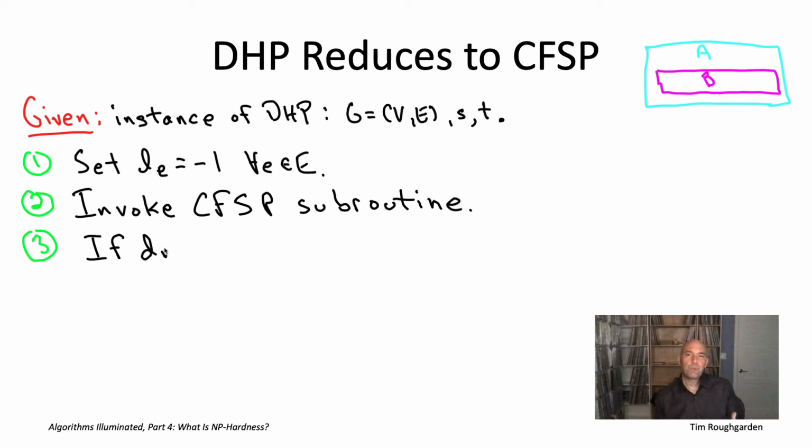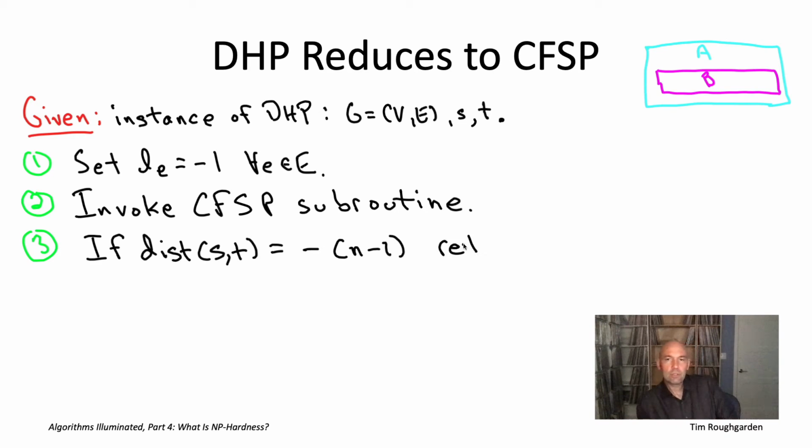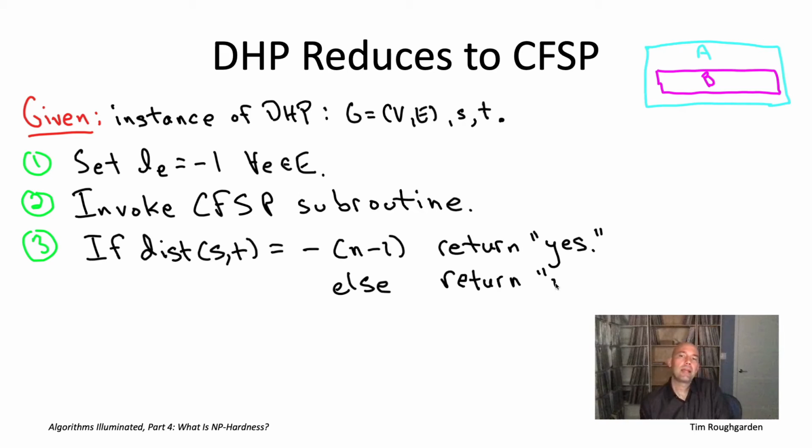So in the last step, we need to somehow read the tea leaves. We need to look at the answer that our subroutine gave us back and deduce from that answer what's up in the original directed graph. Does it have a Hamiltonian path or not? And that's going to be very simple. We're going to ignore distances between S and all vertices other than T. And we're going to look at what the subroutine tells us is the shortest path distance between S and T. And if that is minus quantity n minus 1, so in other words, 1 minus n, then we'll return yes.